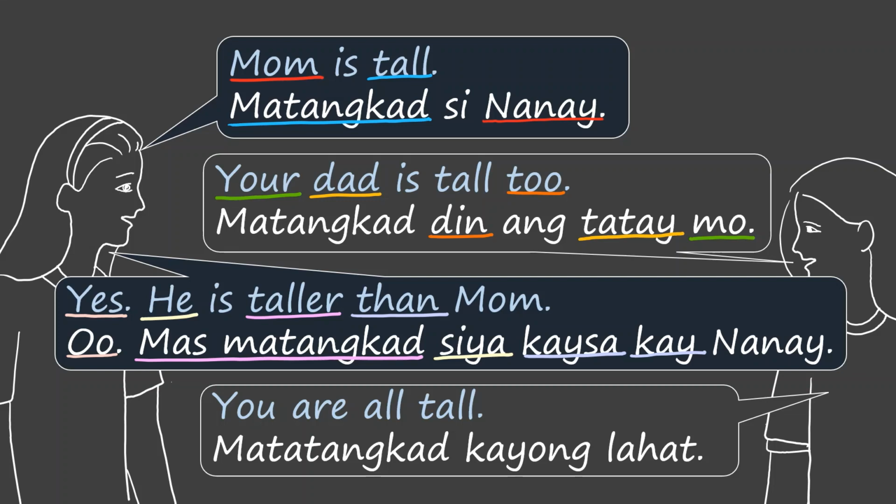You are all tall. Matatangkad kayong lahat. You is kayo. All is lahat. And to say you all, we say kayong lahat. Tall, matatangkad. This is describing more than one person. So we say matatangkad.